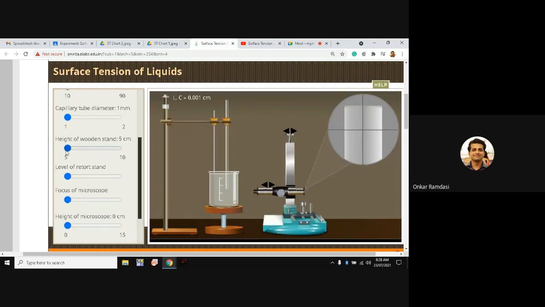Then this is the height of the wooden stand. You can see there is a variation in the height of the wooden stand. Then the level of the retort stand also varies. Then the focus of the microscope. Can you see the variation? Now the image is getting blurred.